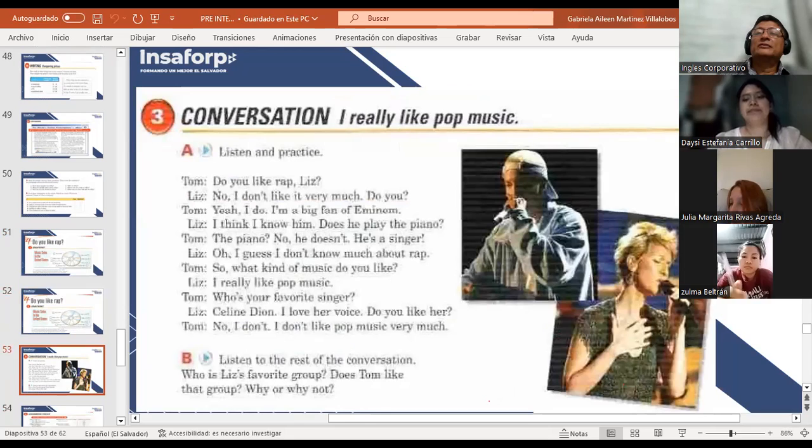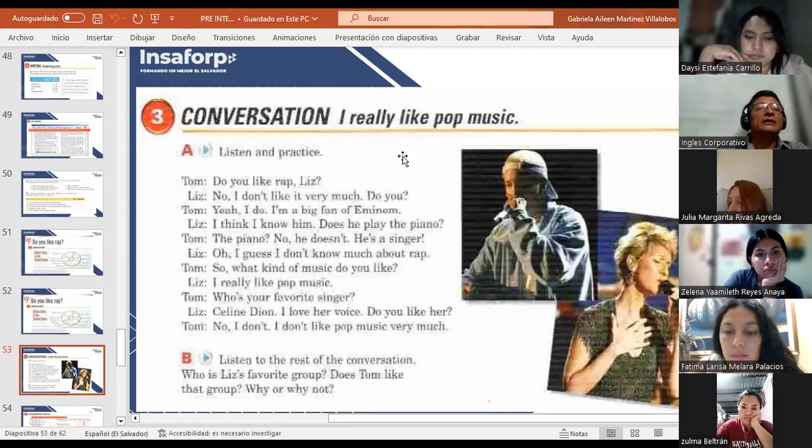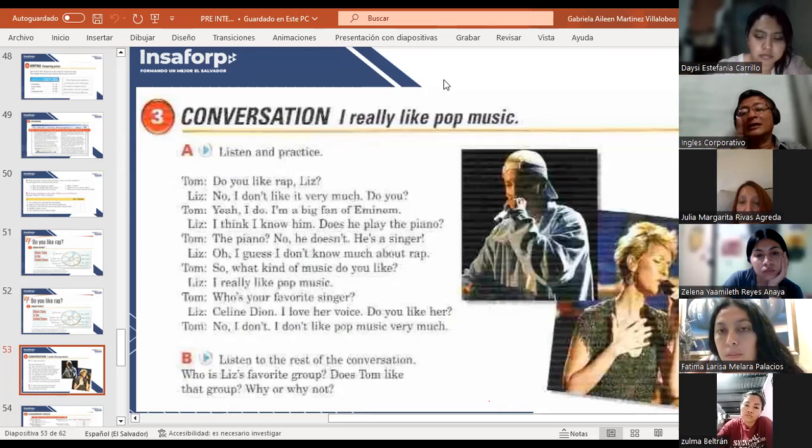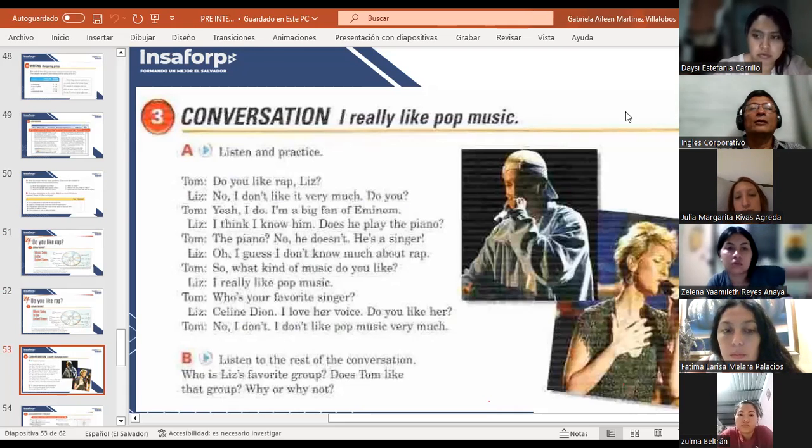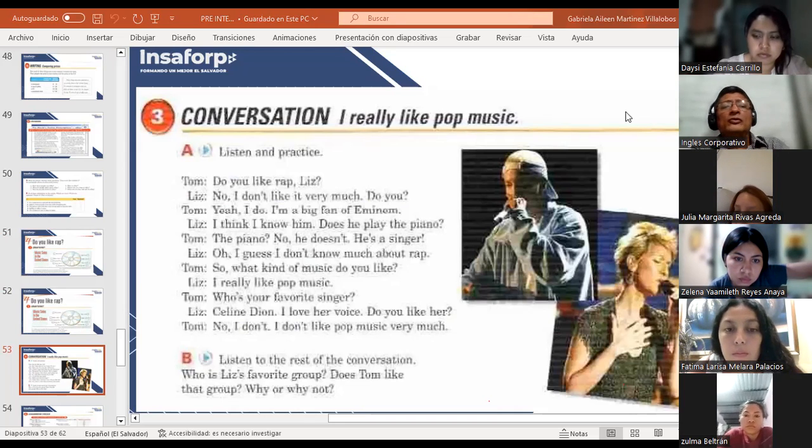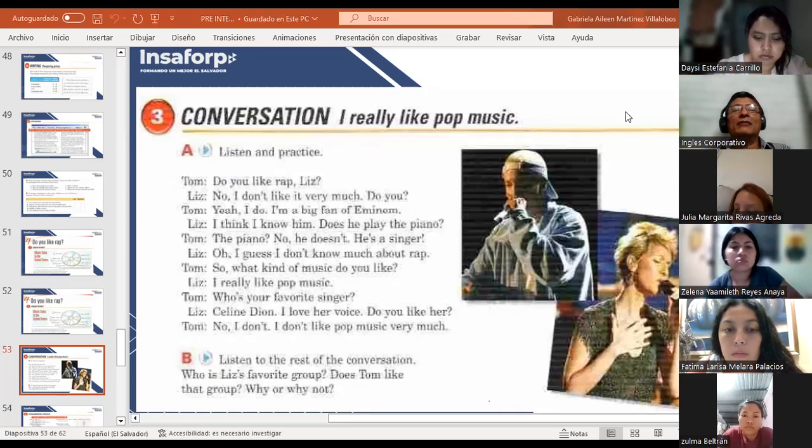Here we have a conversation. Well, before we continue, let me ask you, what kind of music do you like? Can you write that in the chat, please? Can you make a list of kinds of music that you like? Kind of music, not the singer, not the band. Only pop. No, rock music. Okay, Elsa, you like rock and rap.